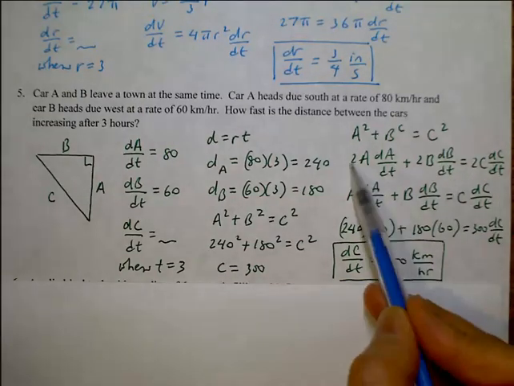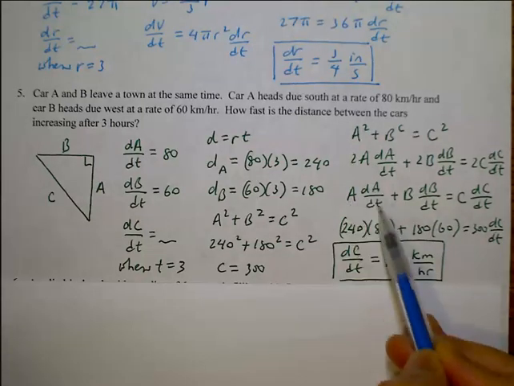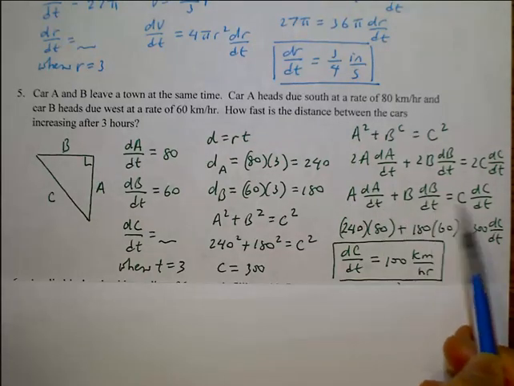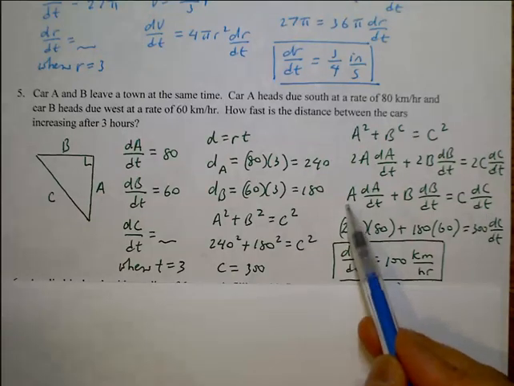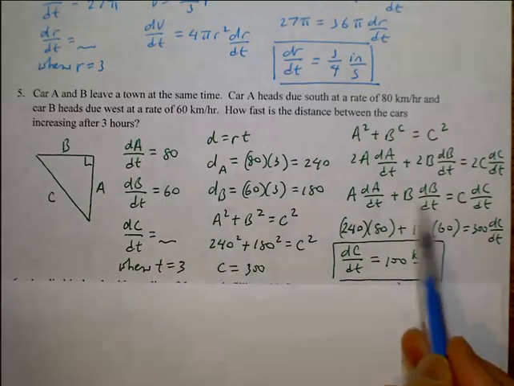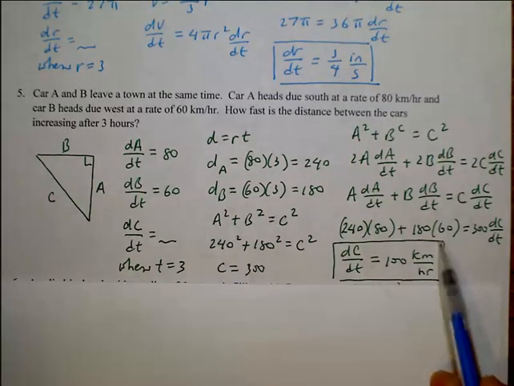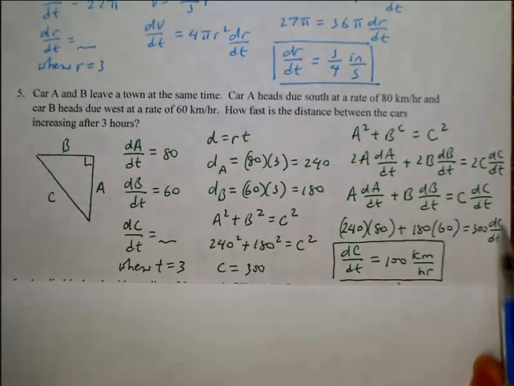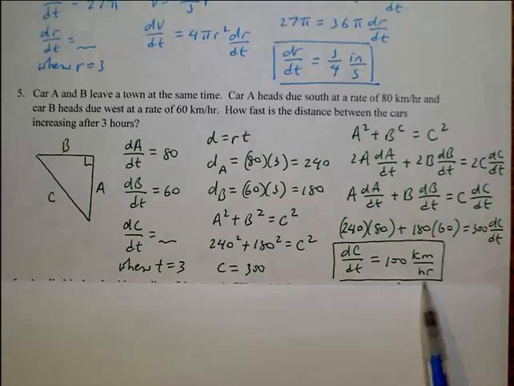So I'm going to cancel out all of my 2's, and then I end up with a dA/dt plus b dB/dt is equal to c dC/dt. Okay, now I'll substitute in all of the values. So a is equal to 240, dA/dt is equal to 80, b is equal to 180, and dB/dt is equal to 60, c is equal to 300, and dC/dt is what I want to find. So then simplify all of this, and you end up with dC/dt equaling 100 kilometers per hour.